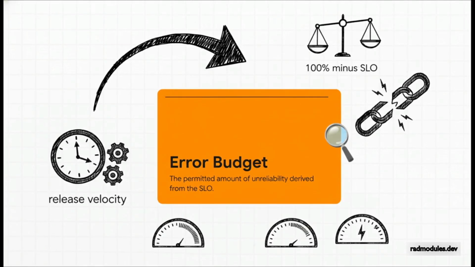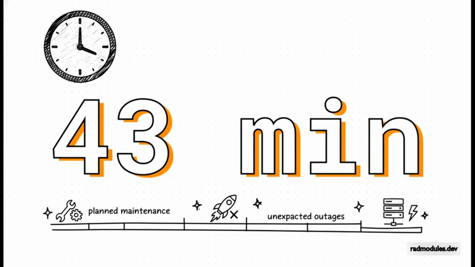And that brings us to the real magic, the crucial piece that connects reliability to how fast you can release new features, the error budget. It's actually super simple. It's just 100% minus your SLO. It's the amount of unreliability that you've all agreed is acceptable. So, what's so cool about this slide is how it turns an abstract percentage into something you can actually feel. A 99.9% availability SLO isn't just a number. It gives you a concrete error budget of about 43 minutes of downtime per month. This is time you can literally spend on things like risky new deployments, planned maintenance, or those unexpected outages.